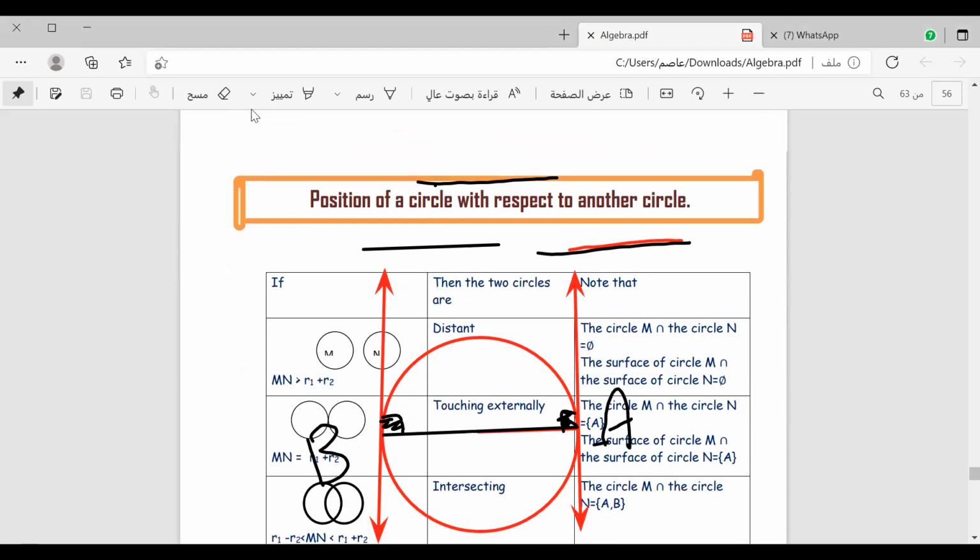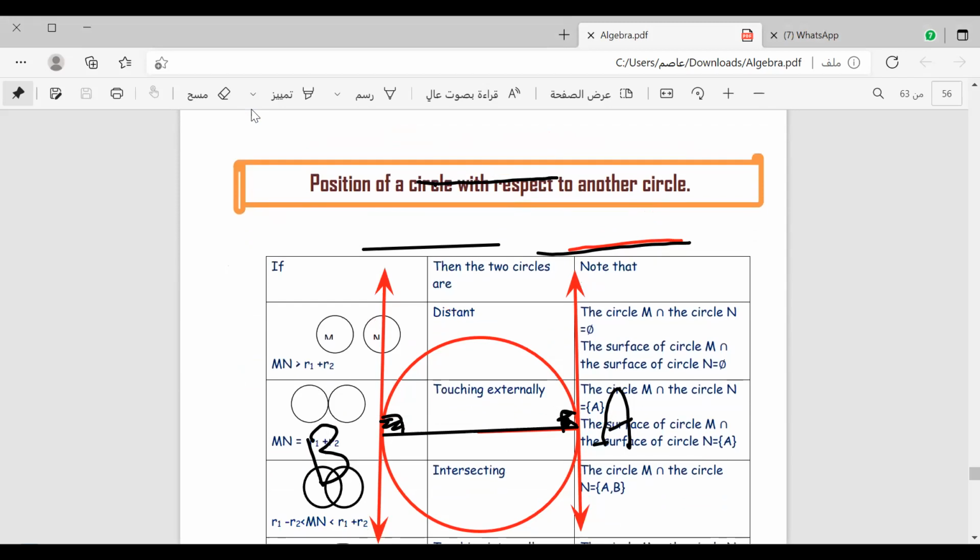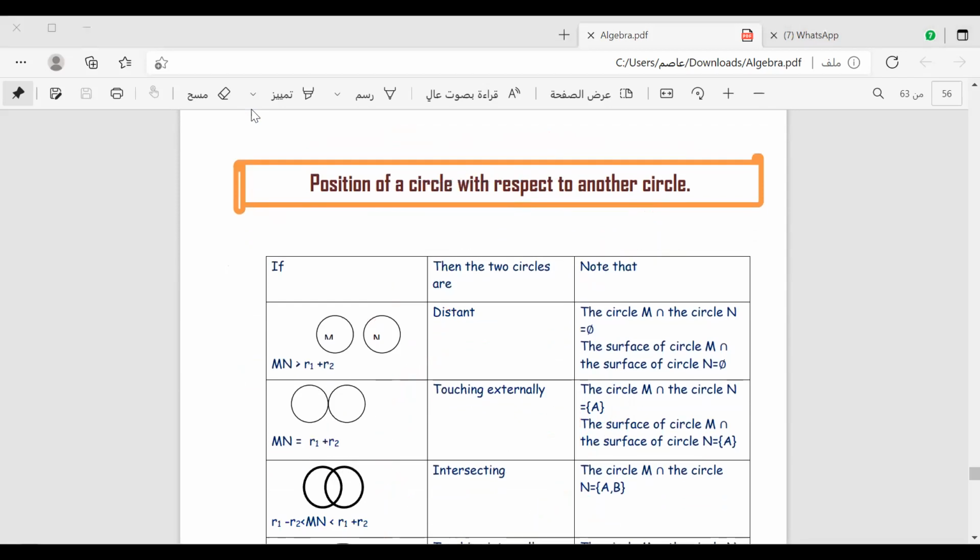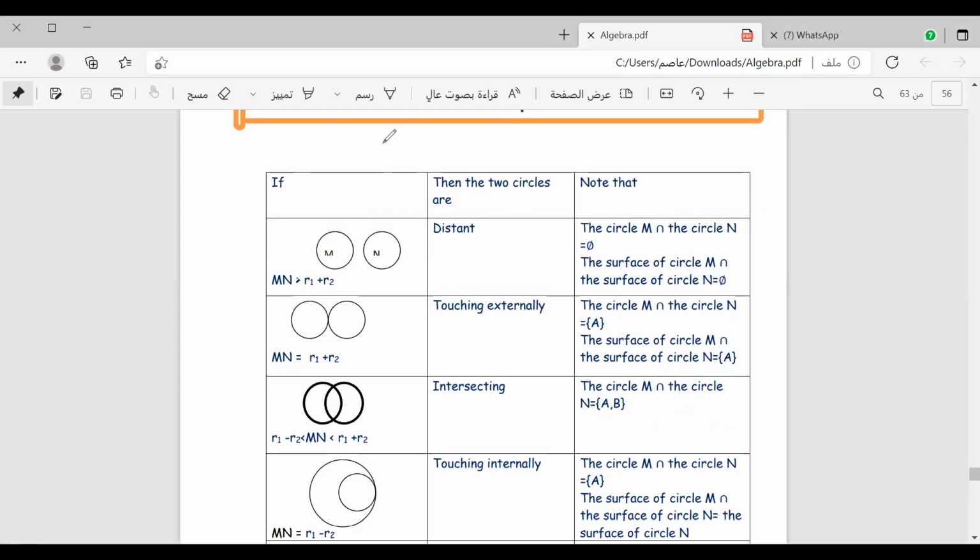Position of a circle with respect to another circle, meaning موضع دايرة بالنسبة لدايرة أخرى. We have several types. The first type between two circles is called distant, two distant circles, like the shape in front of you. In Arabic, two circles far from each other are called متباعدتان.